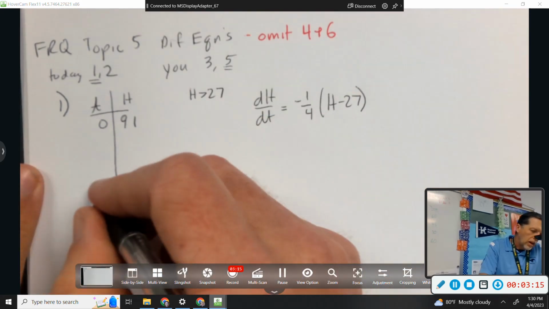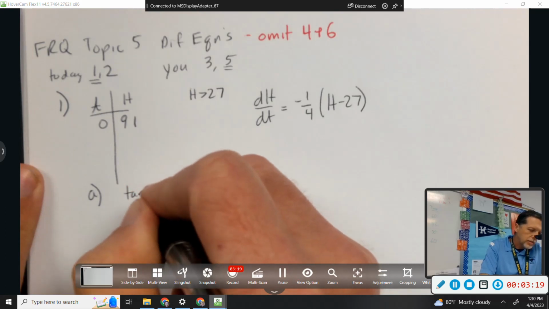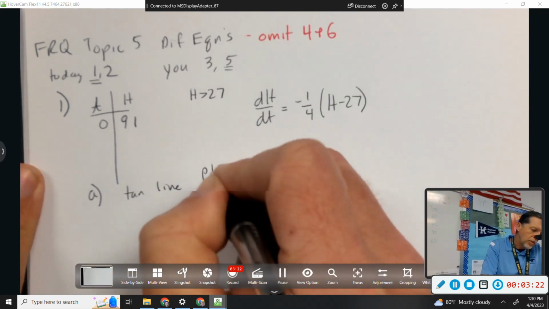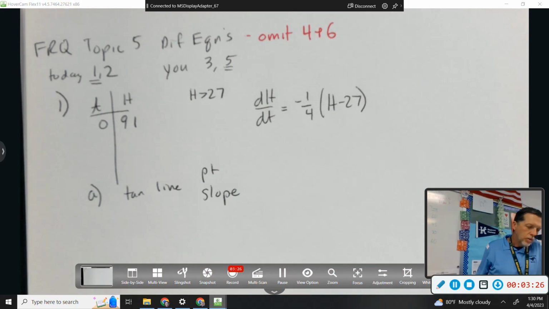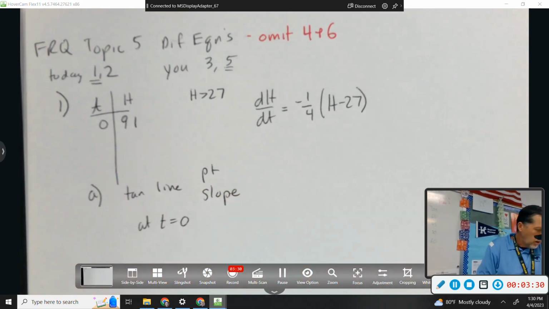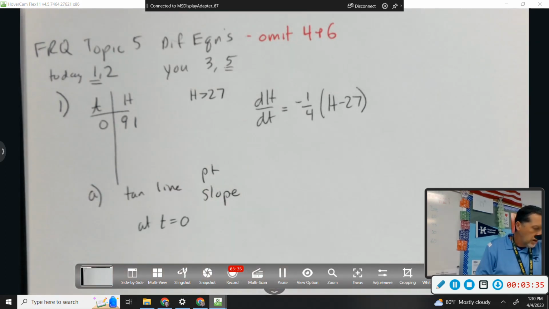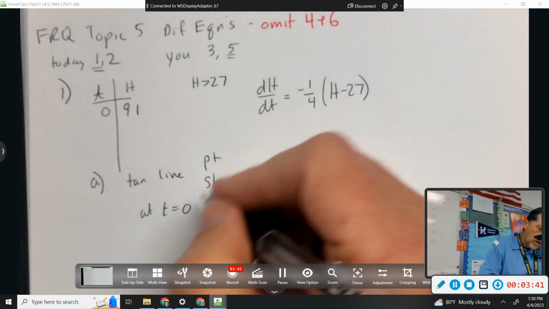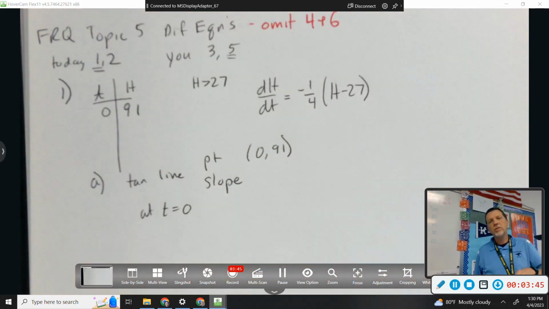Part A. Write an equation for the line tangent to the graph of H at t equals 0. Point and slope. Yep, tangent line. So yes, I'm already thinking point and slope. Wonder why they said it so many times. Okay, so now I know why I've got 0, 91. Use this equation to approximate the internal temperature of the potato at time 3. Okay, so the point is (0, 91). That's why they gave that to us twice.